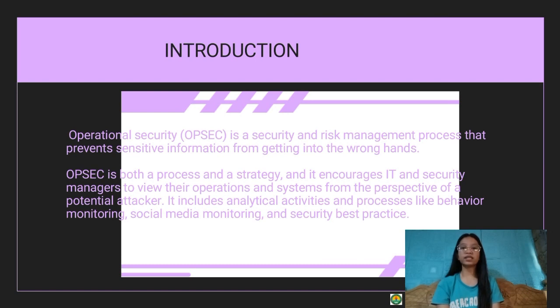Introduction. Operational security (OPSEC) is a security and risk management process that prevents sensitive information from getting into the wrong hands. OPSEC is both a process and a strategy, and it encourages IT and security managers to view their operations and system from the perspective of a potential attacker.